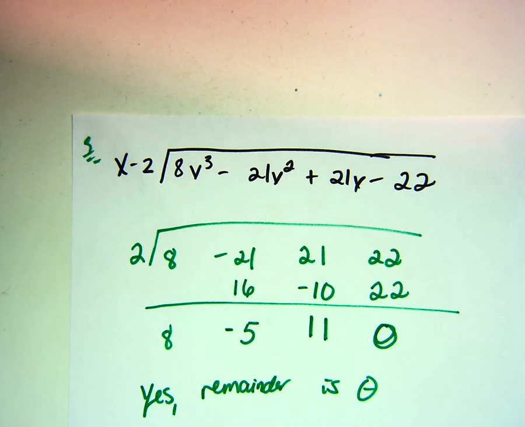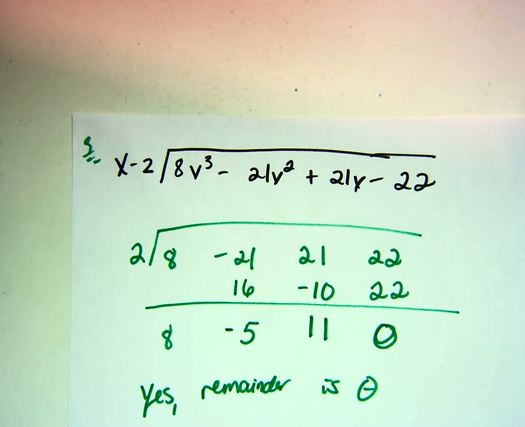So what I did right now was rewrite it only using the coefficients and the numbers and the constants. So I bring down the 2, bring down my 8, bring down the negative 21, bring down my 21, bring down my 22. So here's where the long division comes in. That first term, always bring down. So daddy, mama, sister, brother.